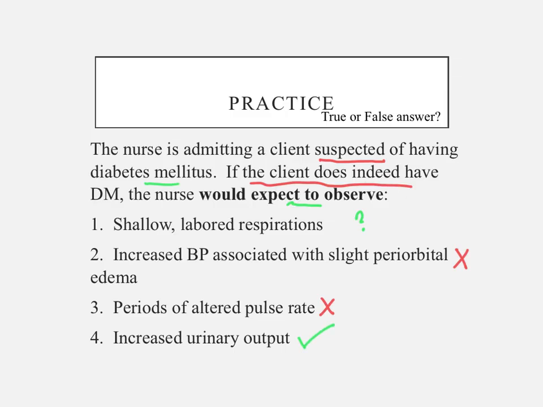So now I put a question mark on number 1 because I wasn't sure. But I feel that number 4 is definitely better than number 1. So I'm going to put this one out. So now my question wanted to know what we would expect to observe for suspected diabetes. So definitely it's going to be a true response answer, and my answer is going to be 4.